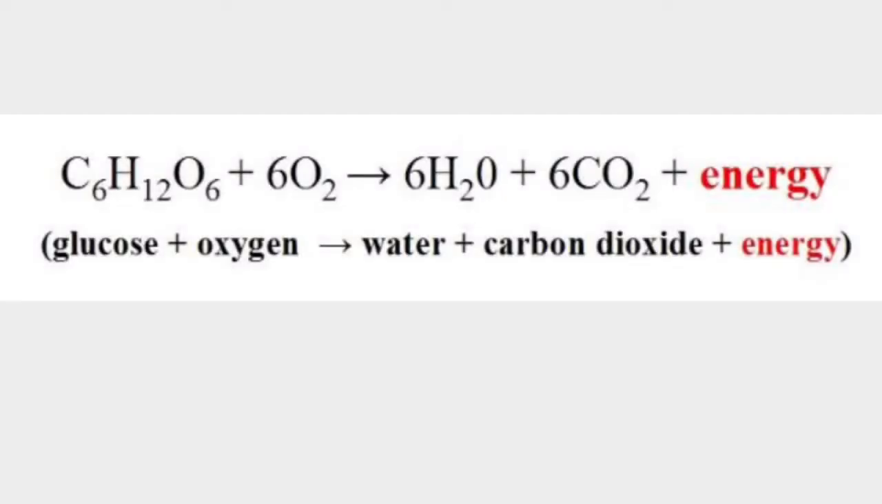Since cellular respiration is basically like the inverse of photosynthesis, it's going to have the same equation, except the products and the reactants are going to be switched. So the reactants are C6H12O6, basically glucose, plus 6 O2, oxygen, and it yields 6 H2O, which is water, plus 6 CO2, which is carbon dioxide.